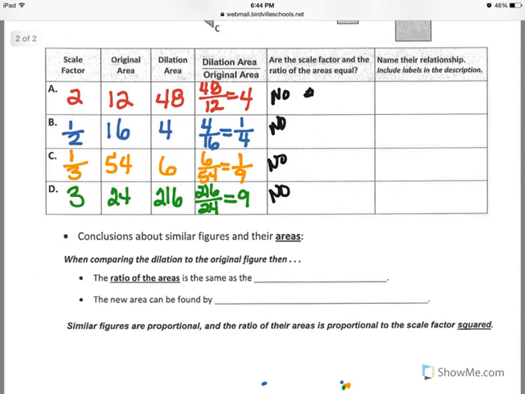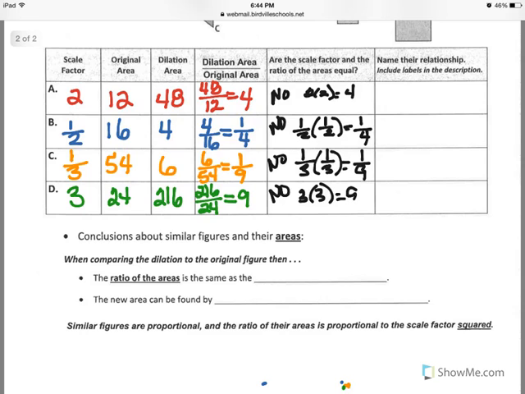We have 2 times 2, which gets us 4. Then we have 1/2 times 1/2, which gets you 1/4. And we have 1/3 times 1/3, which gets you 1/9. And then, of course, we have 3 times 3, and that gets us 9. So if we're thinking about the relationship when we are comparing the dilation to the original, the ratio of the areas is the same as the scale factor squared.